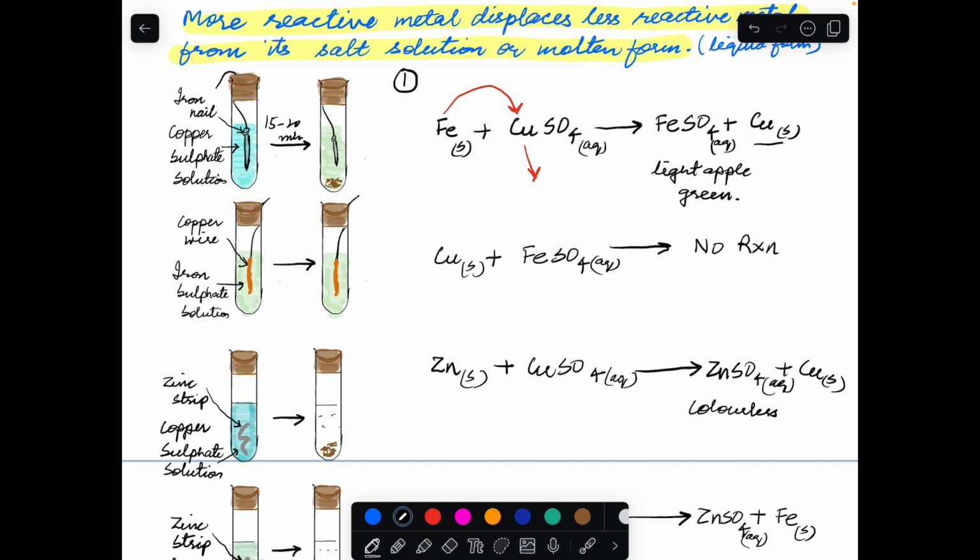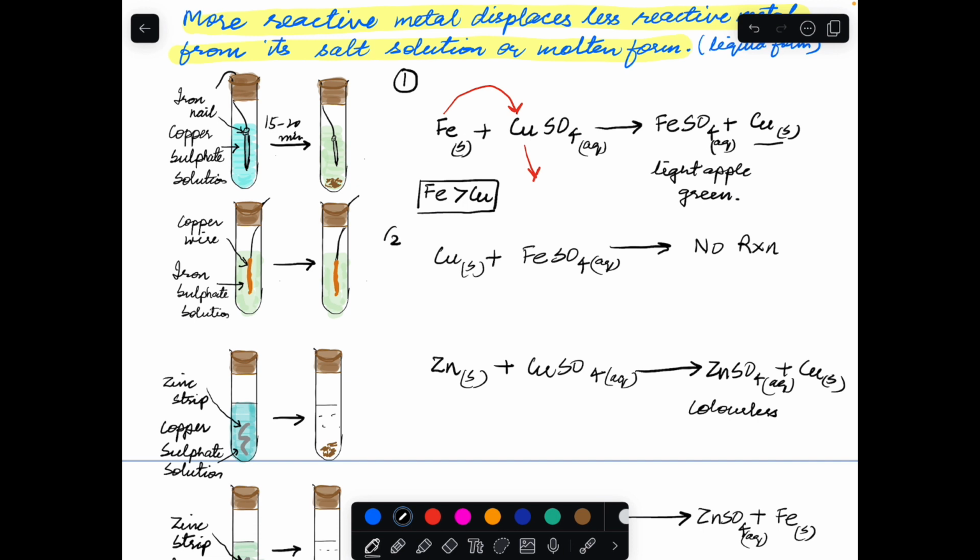Why? Because copper sulfate is aqua blue in color, crystals are aqua blue color, while your ferrous sulfate is light apple green color. Sometimes due to impurity we get a creamish shade also. So this is the first reaction. From this reaction, what idea are we getting? That iron is more reactive than copper. Therefore, iron is capable of displacing copper from copper sulfate.